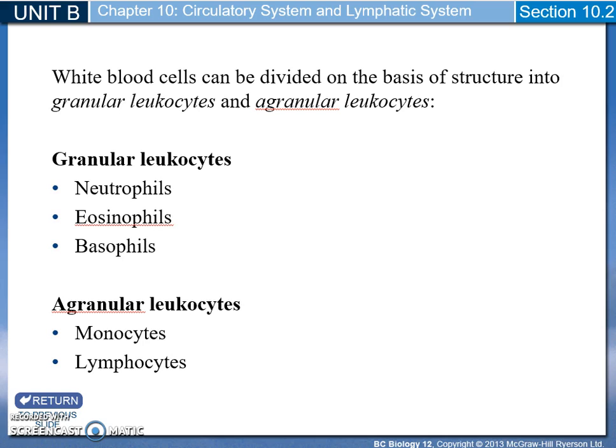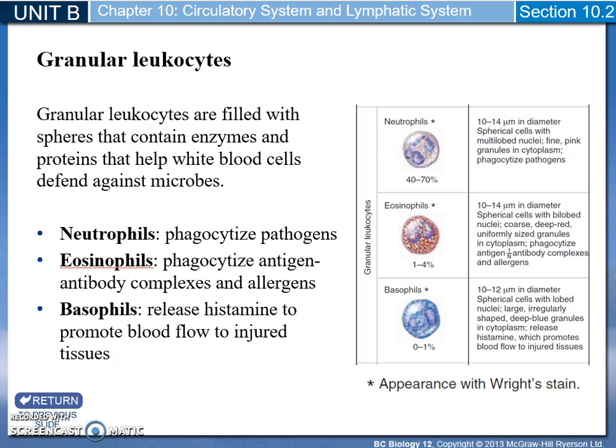Then the leukocytes, or white blood cells, they're divided into two types. We have the granular type; those would be the neutrophils, eosinophils, and basophils. And then we have the agranular leukocytes, the monocytes and the lymphocytes. And they're categorized this way simply upon their appearance under the light microscope when they've been stained. So the granular ones, you can see they have kind of a granular sort of appearance.